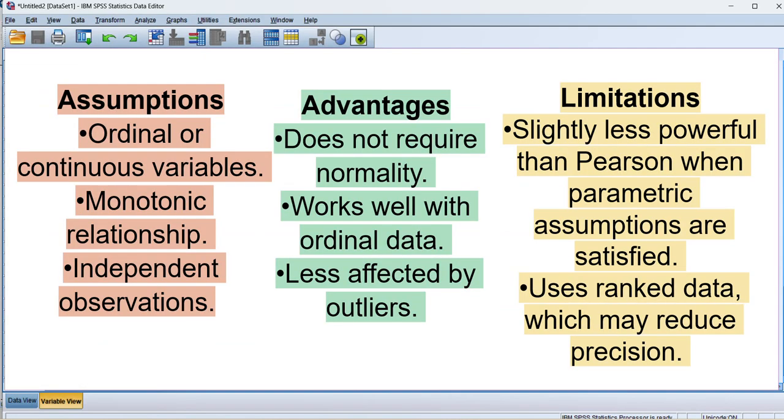The assumptions for Spearman correlations are: the data should be ordinal or continuous in nature. There should be a monotonic relationship between the variables and the observations should be independent. There are certain advantages of Spearman correlations. The advantages are Spearman correlation does not require normality. It works well with ordinal data and is less affected by outlier values. The limitations: Spearman correlation is slightly less powerful than Pearson when parametric assumptions are satisfied. It uses ranked data which may reduce precision.